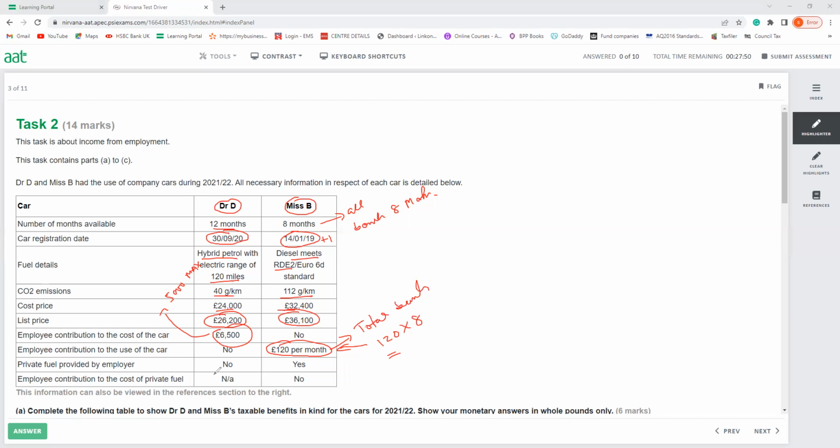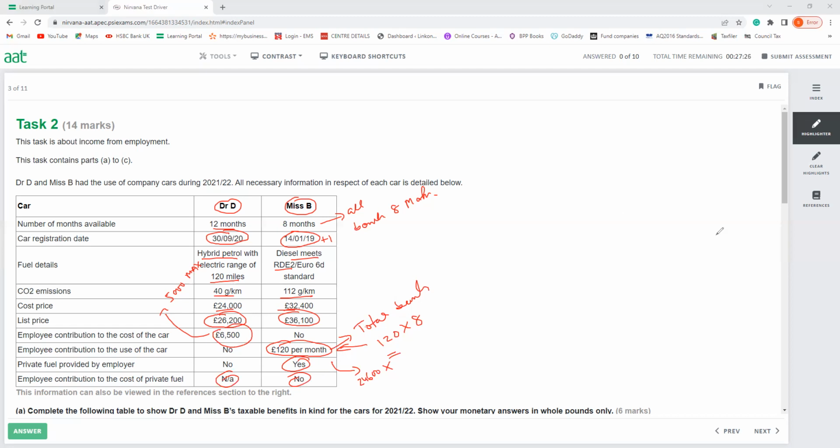Private fuel provided by the employer: for Dr. D, no. For Ms. B, yes, so you have to calculate the fuel benefit, that is 24,600 multiplied by the car benefit percentage. Employee contribution to private fuel: no one pays anything for the fuel, so I don't have to worry about that.